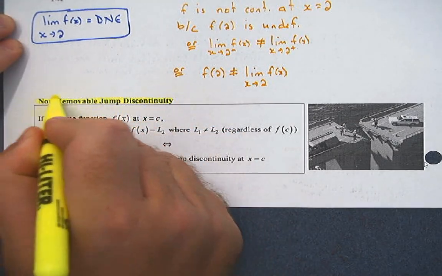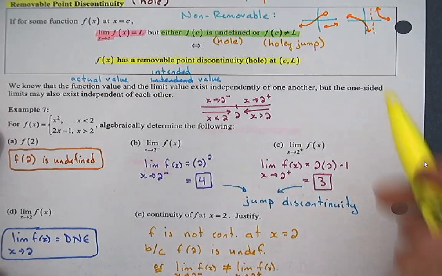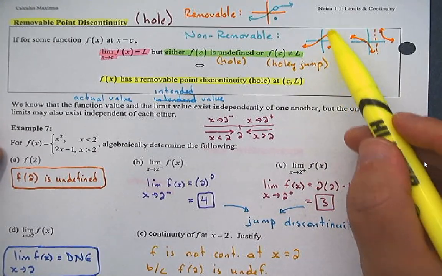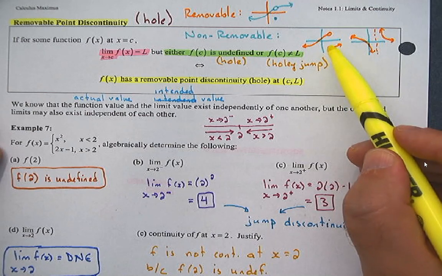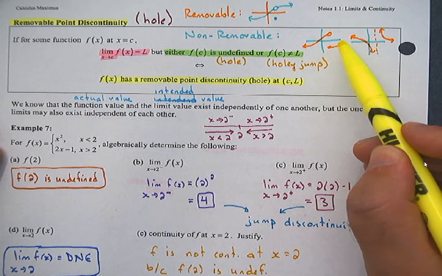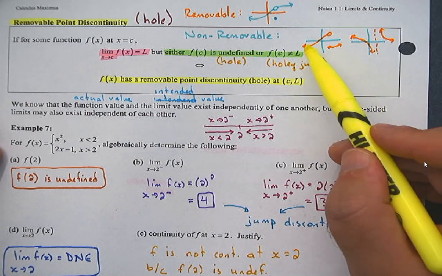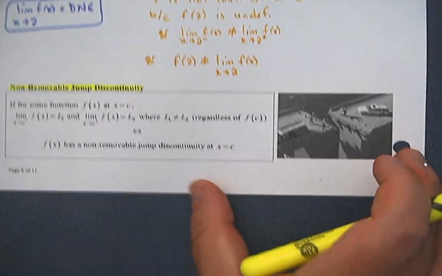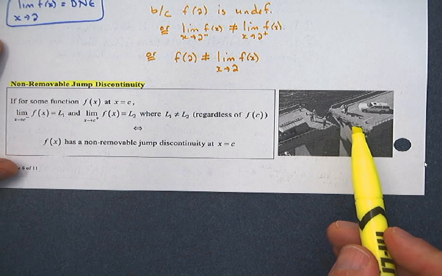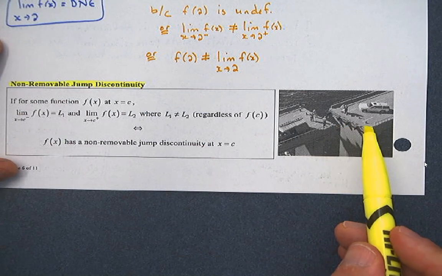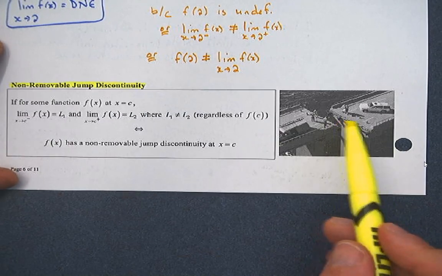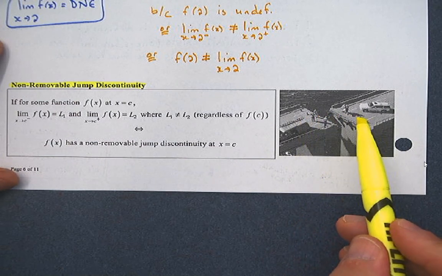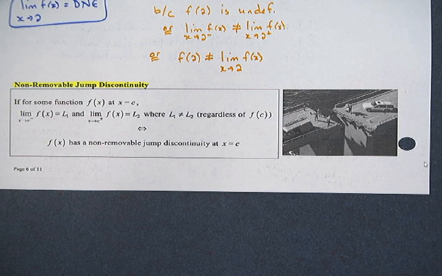So just to review quickly, non-removable means that you'd have to move more than just 1 point to fix it. I couldn't just take this 1 point and put it up here because then these other points would all be too low. I'd have to move infinitely many points to get those 2 sides to touch. Here's an example of a bridge. One side of the bridge is too high for the other side of the bridge. Now you could build a connection, but it wouldn't be a nice smooth transition from one side to the other.